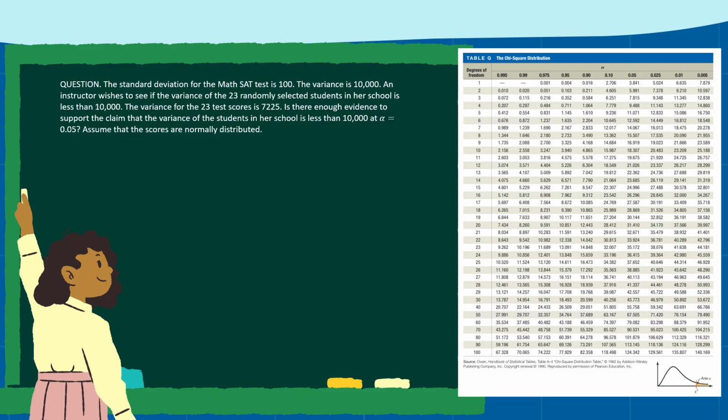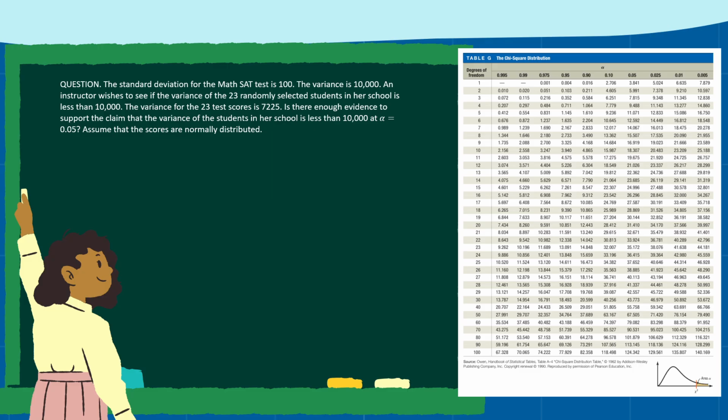The standard deviation for the math SAT test is 100. The variance is 10,000. An instructor wishes to see if the variance of 23 randomly selected students in her school is less than 10,000. The variance of the 23 test scores is 7225. Is there enough evidence to support the claim that the variance of the students in her school is less than 10,000 at alpha 0.05? Assume that the scores are normally distributed.